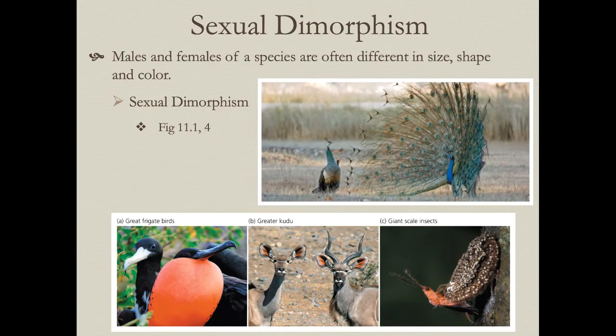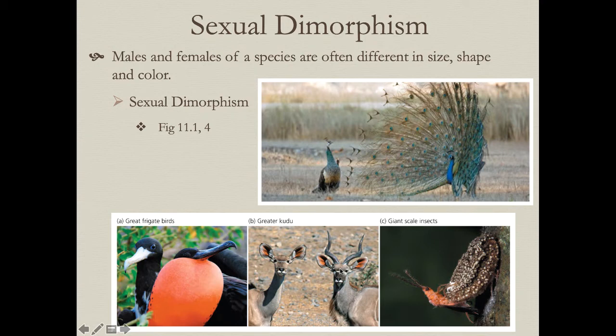If you look across animals and even plants, sometimes males and females of the same species are different in size, shape, and color. In general, we call this sexual dimorphism. Specifically, if you're talking about color, it's called sexual dichromatism. So here we have a classic example of a peafowl with the peacock and the peahen on the left. We have frigate birds where males have these bizarre balloon-shaped thoracic pouches. In a lot of mammals that have antlers, the males have antlers and the females don't.